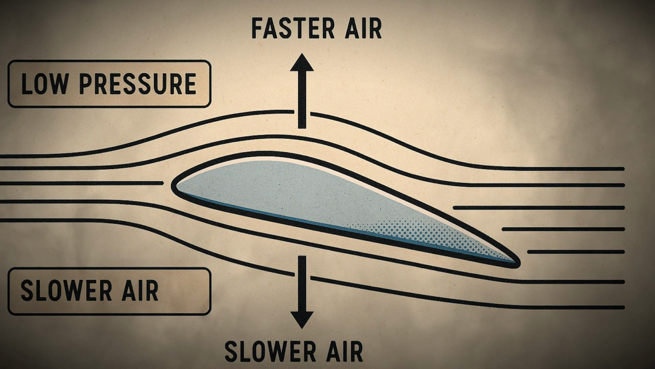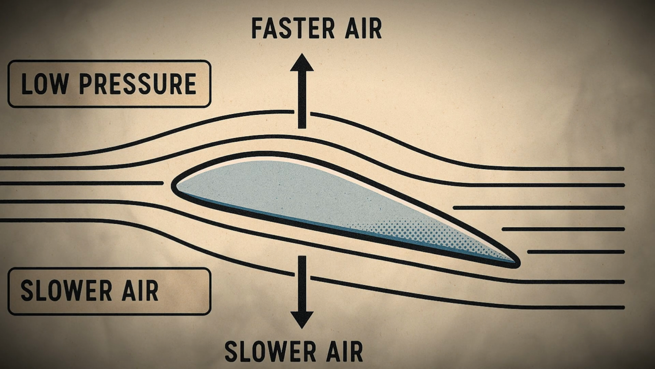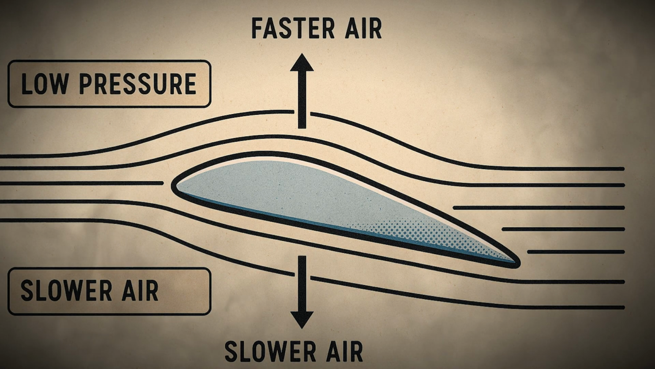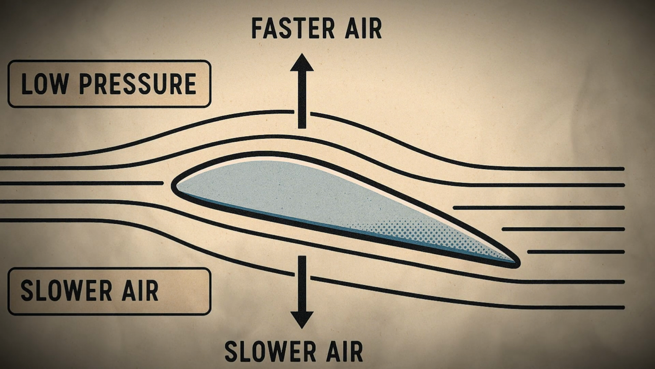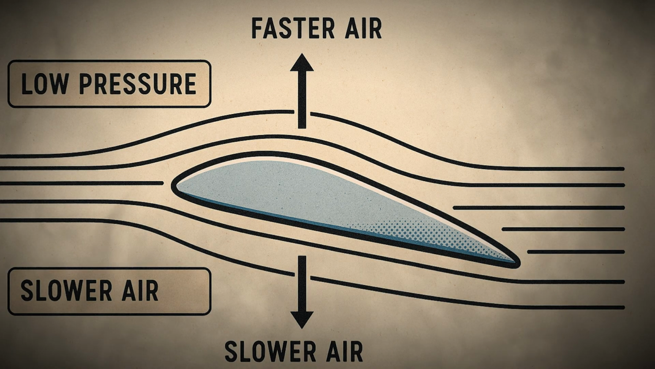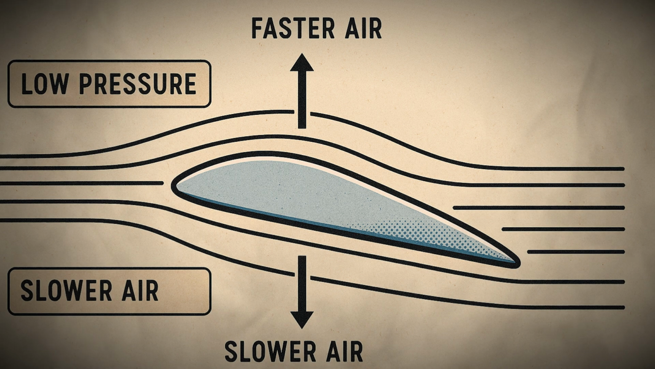The tail, also called the empennage, is located at the rear of the airplane and provides stability and control. It typically consists of a vertical stabilizer, a rudder, a horizontal stabilizer, and elevators. The vertical stabilizer is a fixed fin that prevents unwanted side-to-side motion, known as yaw. Attached to it is the rudder, which can be moved left or right to control yaw intentionally, allowing the pilot to steer the airplane's nose.